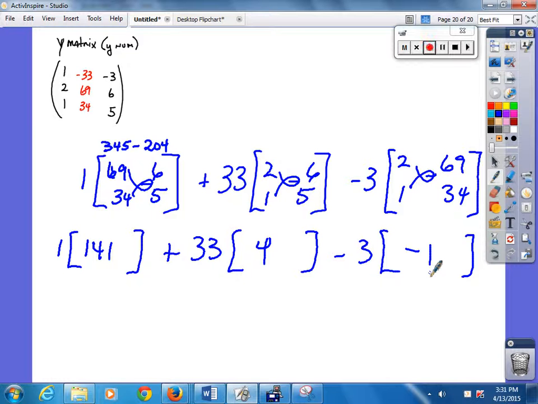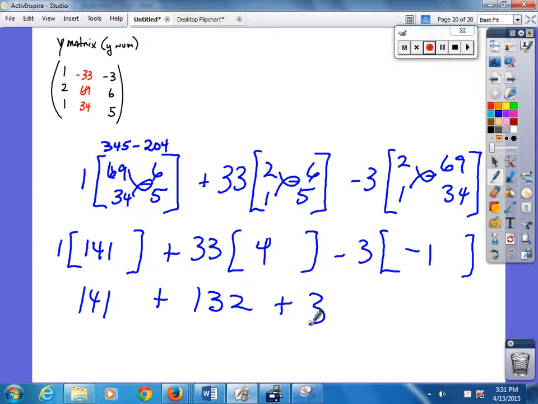Okay, I'll do this one for you. 1 times 141 is 141. I did that one for you. Check it with the calculator. Plus 30 times 4 is 120. 120 plus 12 is what? And I'll do this one for you. Negative 3 times negative 1. Oh, it's 3. I was just making sure y'all awake.